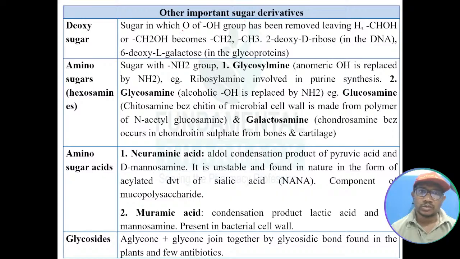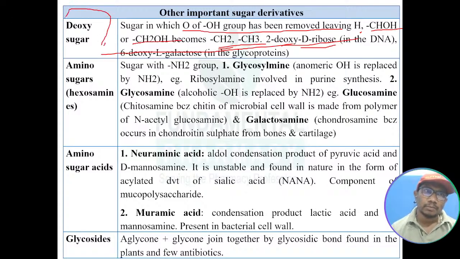Sugars from which the oxygen of OH group has been removed, leaving the hydrogen. So that's why if the CHOH is there, that is converted into CH2, and if CH2OH is there, then that is converted into CH3. So that is a deoxy sugar. So 2-deoxy D-ribose, this sugar is found in the DNA, and 6-deoxy L-galactose, this sugar is found in the glycoprotein. तो deoxy sugar मतलब क्या है? Removal of oxygen from the OH group leads to deoxy sugar.